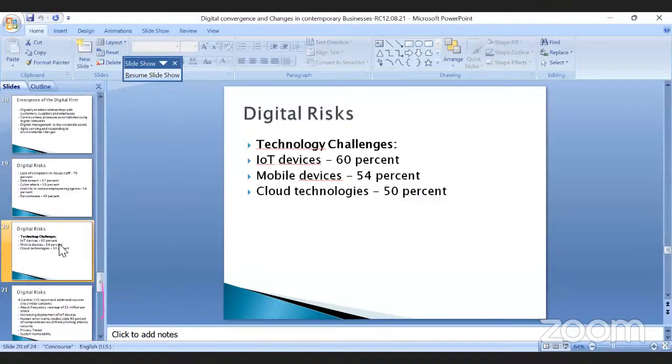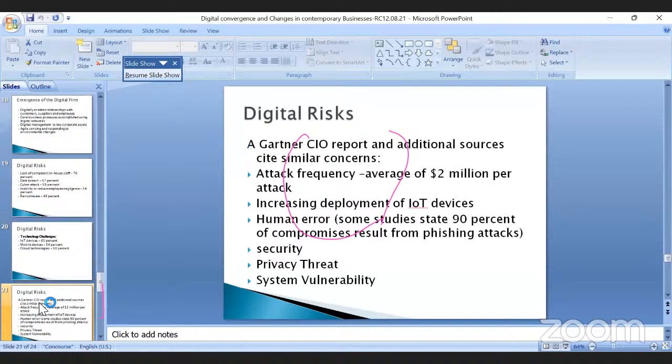It can be with IoT devices, maybe 60%, mobile devices maybe 54%, cloud technology maybe. So these are the threats which are involved, with the privacy threats and the system vulnerability. Vulnerability means it is open to the threat. Systems are always open. Your mobile is an example. There may be a bug which may malfunction the phone.